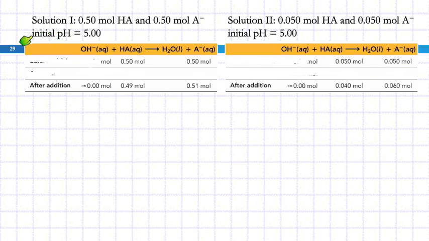So here we're adding 0.010 moles of hydroxide. That is smaller than 0.5, so all of the hydroxide is going to get used up, neutralized by the acid. So we're going to use up 0.01 moles of the acid, leaving us with 0.49 moles. And that's going to create 0.010 moles of the conjugate base, so we end up with a final amount of 0.51.